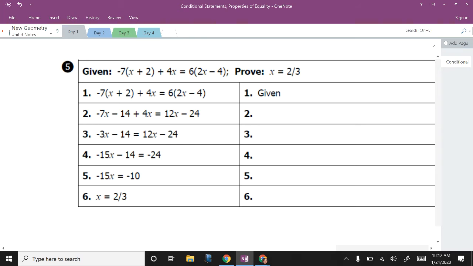Okay. Let's look at number 5. All right, so number 5, there's the original given for step 1, and we said the reason is given. Then I went from step 1 to step 2. What did they do between step 1 and step 2? They distributed. We had parentheses to start with. Now we don't. They distributed, right? The distributive property.